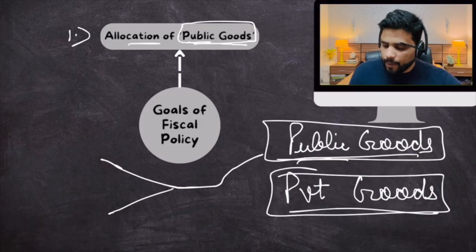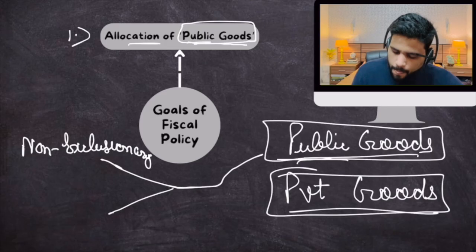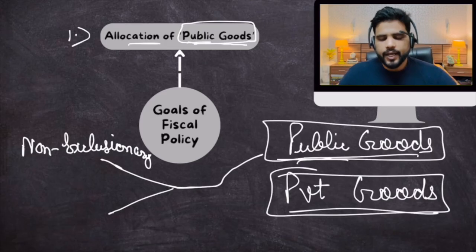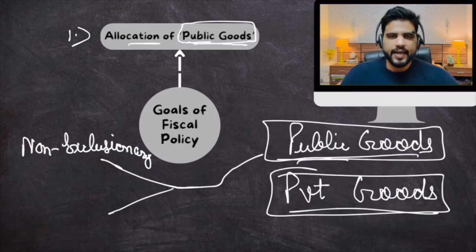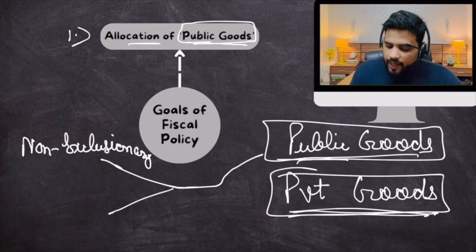Okay. Feature number one is public goods are non-exclusionary. What do you mean by non-exclusionary? Well, they do not exclude anyone. These goods are available to all, everyone. Okay, everyone who's a citizen of India, well, these goods are available to all these people. Whereas in case of private goods, well, they are not available to everyone. Those who can afford their price can avail those goods. Those who cannot afford their price, they cannot avail these goods. Okay. Private goods are exclusionary, public goods are non-exclusionary.